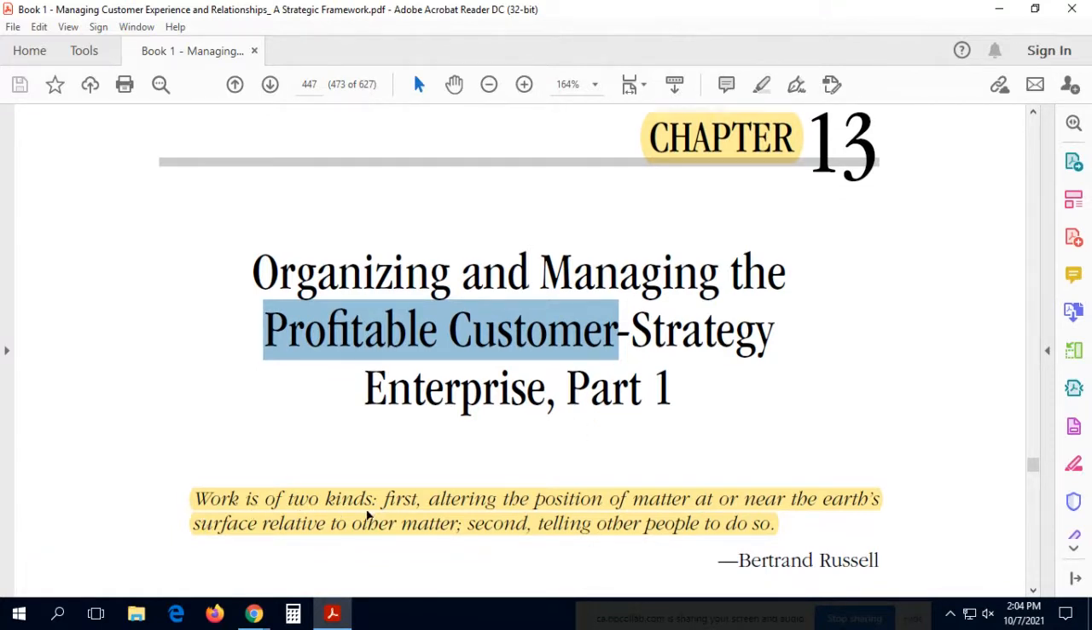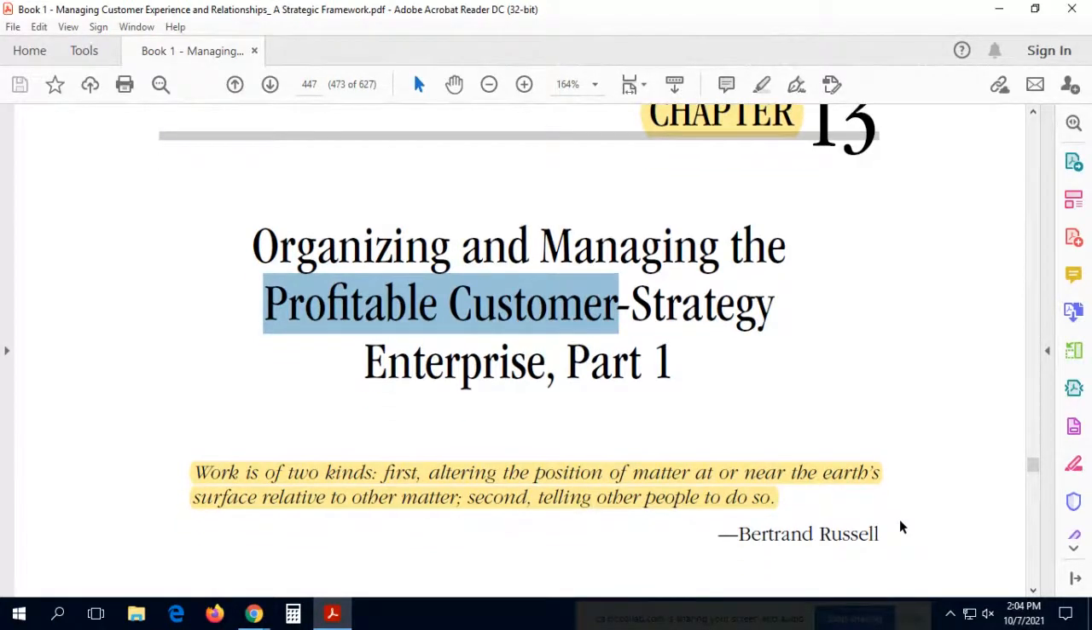Work is of two kinds. First, altering the position of matter at or near the Earth's surface relative to other matter, moving something from here to there, in other words. And second, telling other people to do so. I found it very funny.